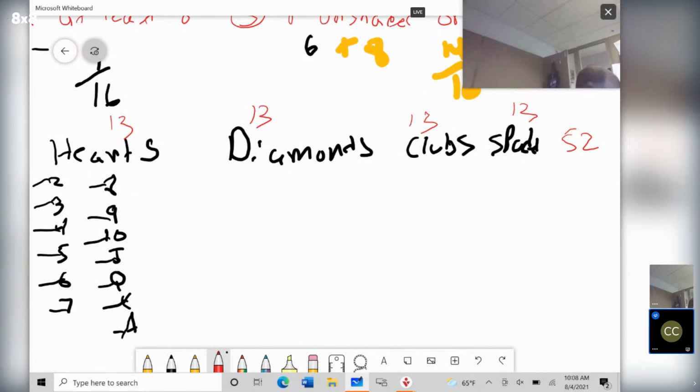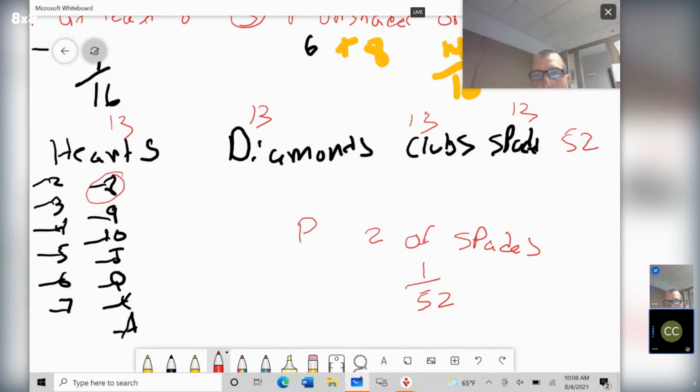So if I asked you, what is the probability, if I put P, of getting a 2 of spades? A 2 of spades is only going to occur one time. There's only one 2 of spades in the entire deck. So that'd be 1 out of 52. Just like we went over here, if I asked you to find 8 of hearts, that's only going to happen one time out of the 52 cards.